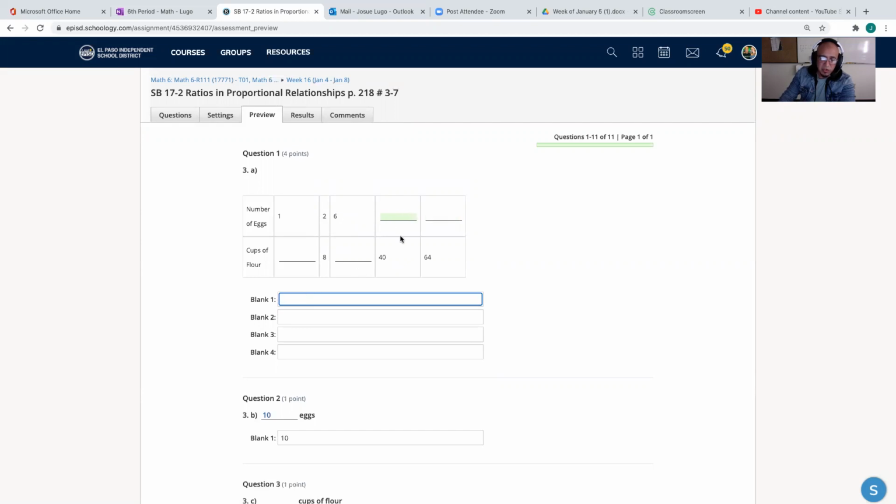And right here, we know that for 40 cups of flour, we needed 10 eggs. For 64 cups of flour, we figured that we needed 16. I'm just copying what I got from my table. For 1 egg, we needed 4 cups. And for 6 eggs, we needed 24 cups. All right, so that's pretty simple.